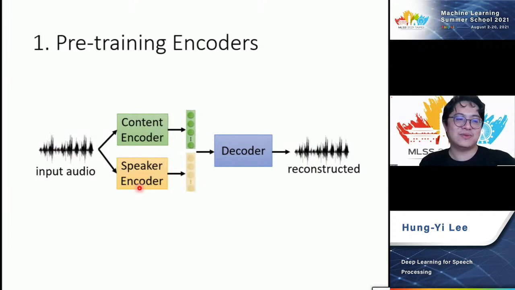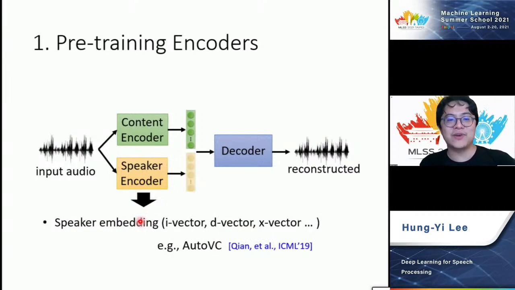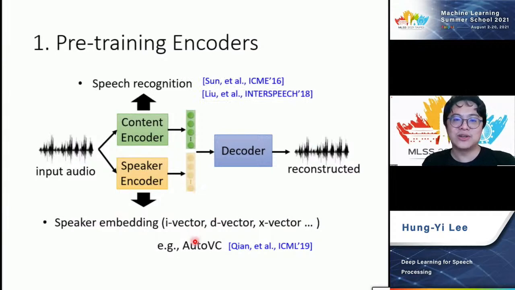The most widely used approach, and if you have seen any demo about voice conversion, usually they use this approach because this is the most stable one, is you have a good pre-trained encoder. For example, for the speaker encoder, there are tons of different ways to pre-train it. There are many different ways to have a model which, given an utterance, can output the speaker embedding, which can output the speaker characteristics. One of the most representative models is AutoVC.